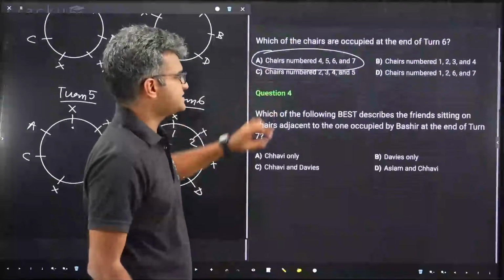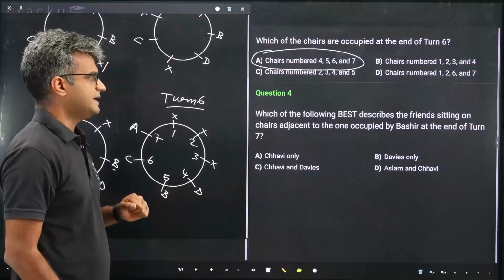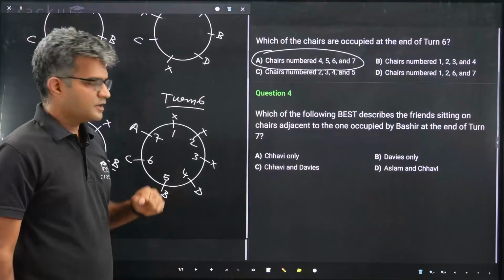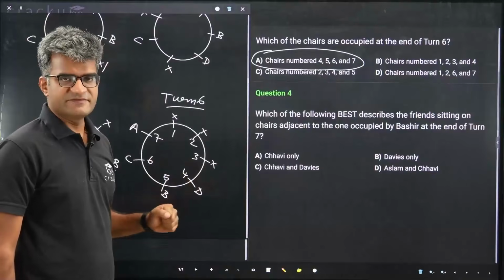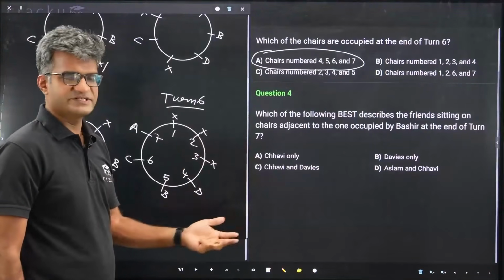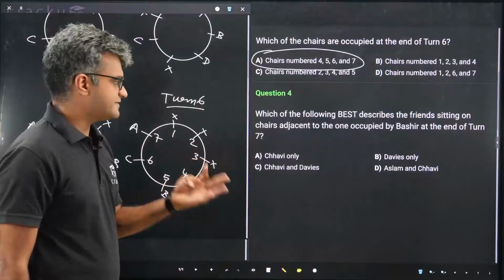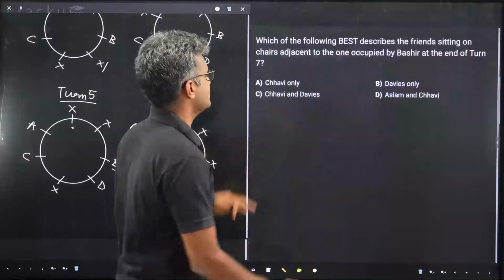Which of the following best describes the friend sitting on chairs adjacent to the one occupied by Bashir at the end of turn 7? Who is moving after turn 7? Turn 1 is A, 2 is B, 3 is C, 4 is D, 5 is A, 6 is B. In turn 7, C will be moving.